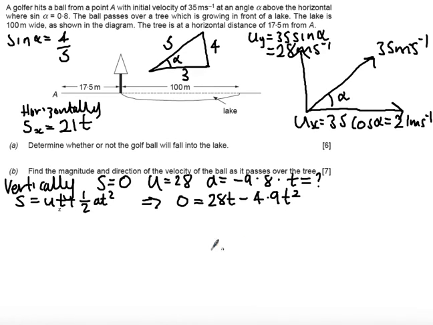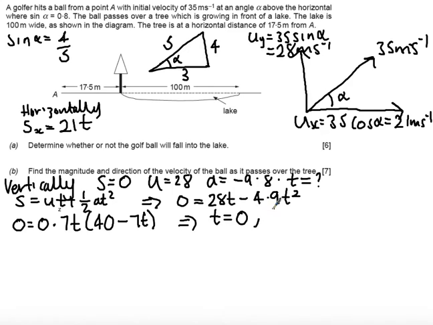So factorising this, I can take out a factor of 0.7t, so I get 0 equals 0.7t times (40 minus 7t) inside the bracket. So this obviously gives me t equals 0, which is the start point, but then t equals 40 over 7. And I'd leave that as an exact answer.